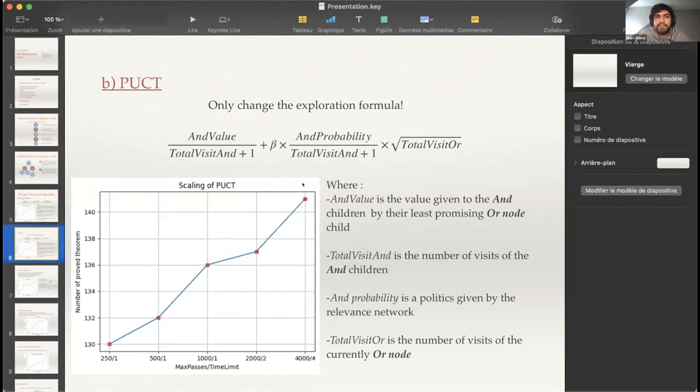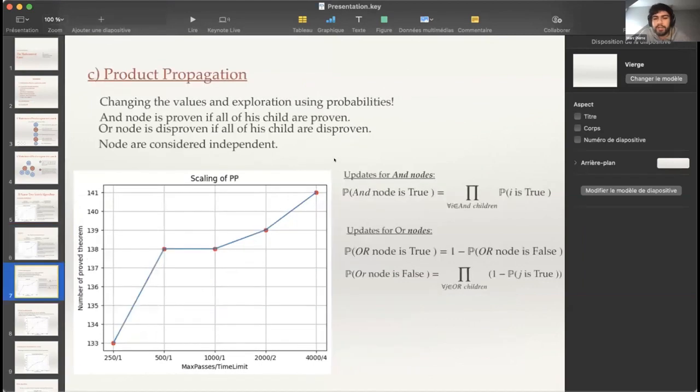So when you are doing that, you are losing the interpretation of this value, which is the solvability of the node. For that, we tried another algorithm, which is product propagation. The idea is to change the visits and the values attributed to the nodes during the search. So we keep the probability interpretation. The value is seen as a probability, and the children are assumed to be independent.